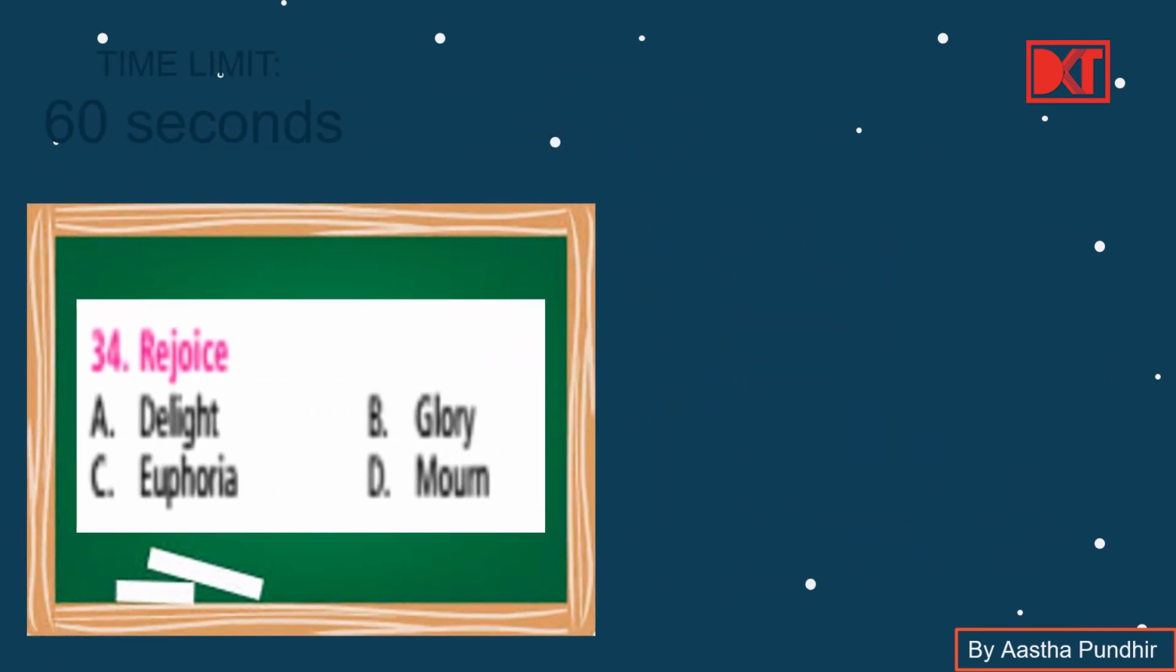Alright, so the next word we have is rejoice. Here the options are delight, glory, euphoria and mourn. Rejoice, being happy, is opposite to mourn. Mourning something means being sad about something. Other words like delight, glory, euphoria could be synonyms of rejoice.